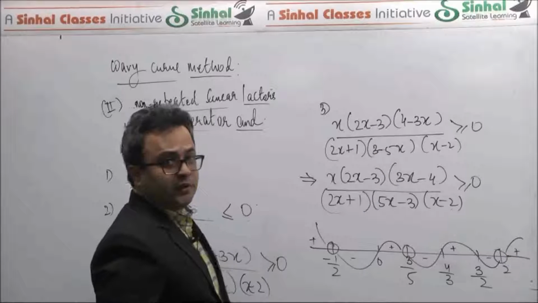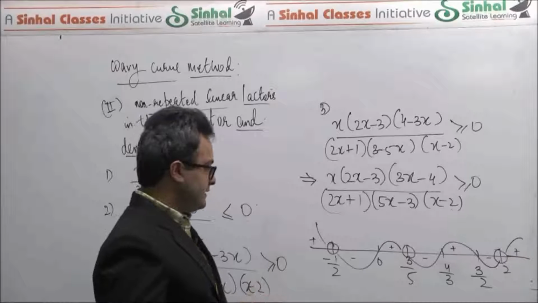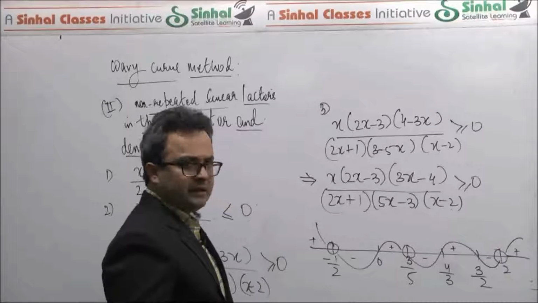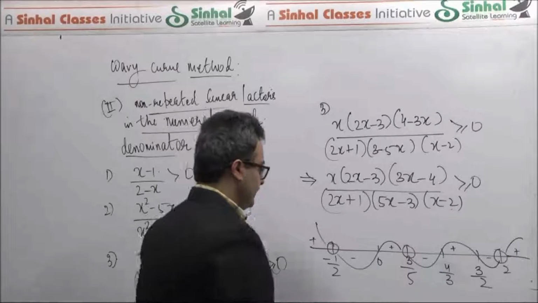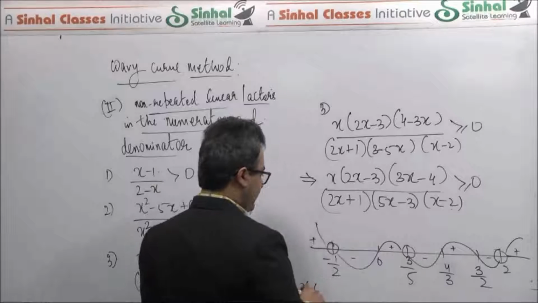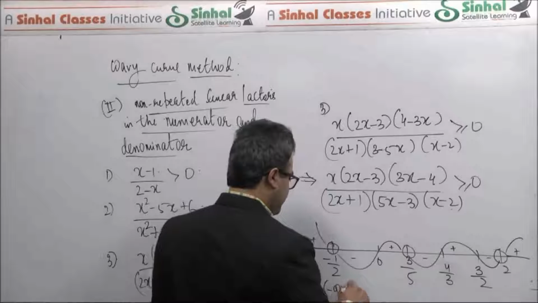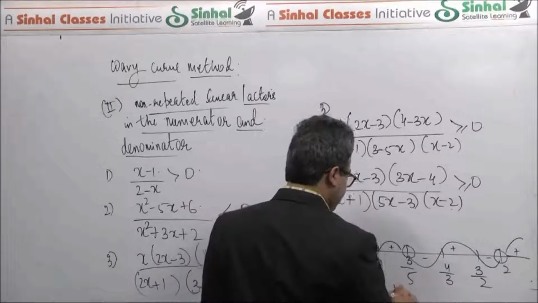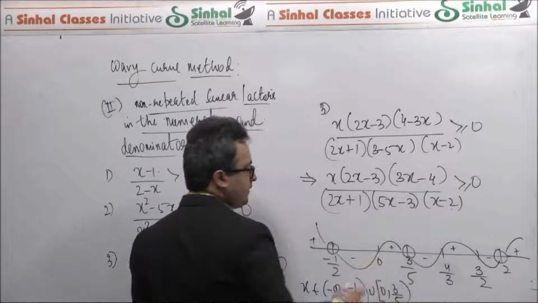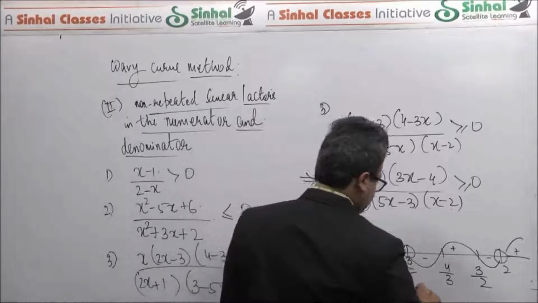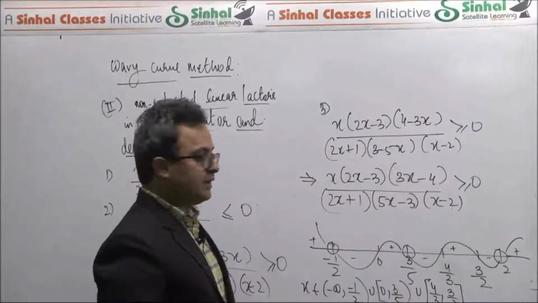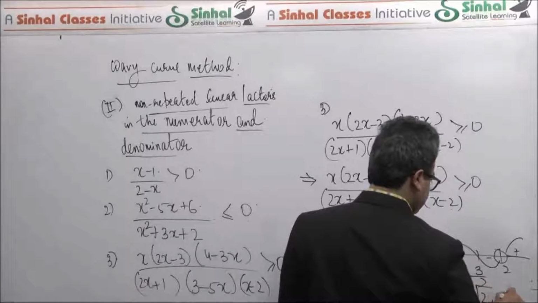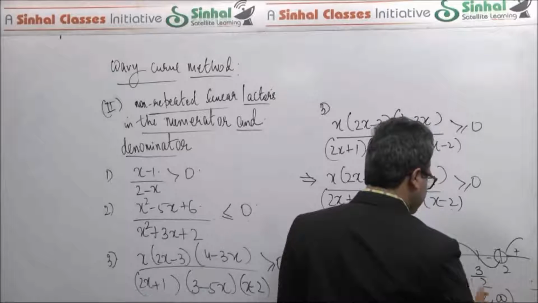Expression to be greater than or equal to 0. So the wave needs to be above the axis, and it's a greater than equal to 0 case. So we will be excluding points from the denominator, but including points from the numerator. So our final answer should be x belongs to the set -infinity to -12, -12 not included, union 0 to 3 by 5, 0 included, 3 by 5 excluded, union 4 by 3 to 3 by 2, and finally union 2 to infinity excluding 2.